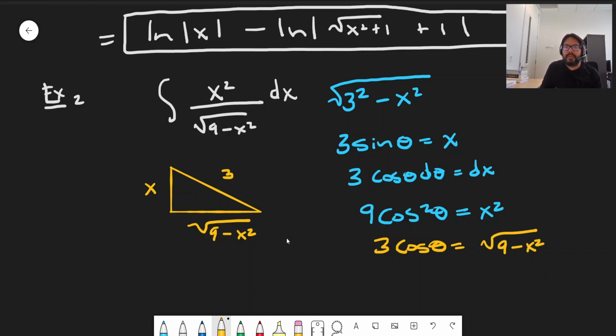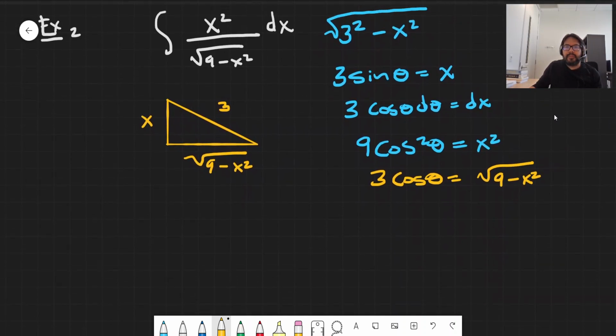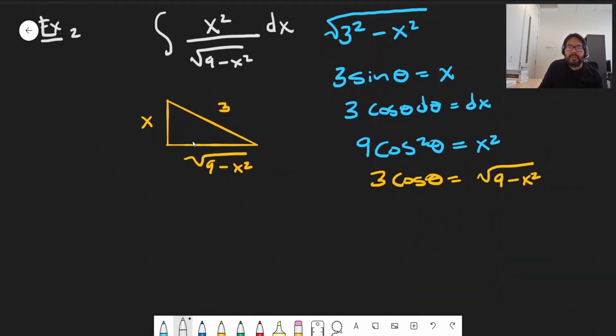Okay, so we'll go ahead and plug in everything into this integral. The top part is going to be 3. Actually, this should be sine squared, right? Yeah. Okay. That didn't turn out well, but it's okay. So we have that that's going to be 9 sine squared theta equals x squared.